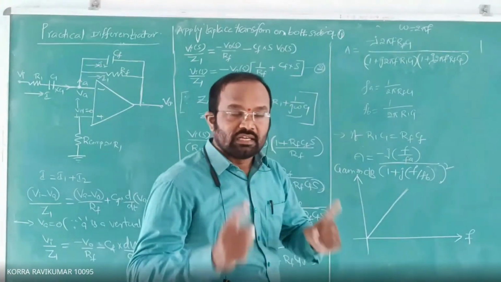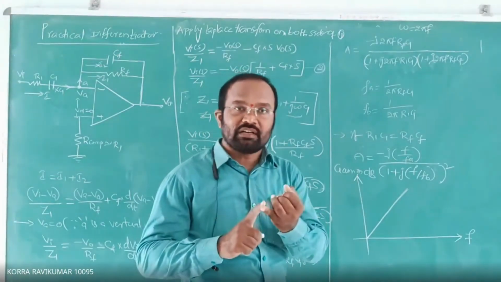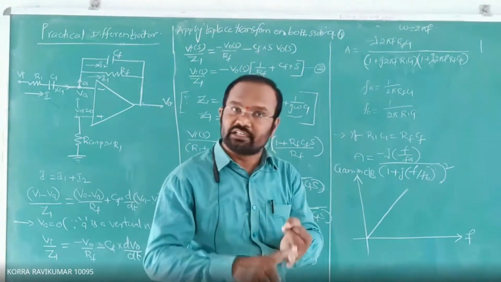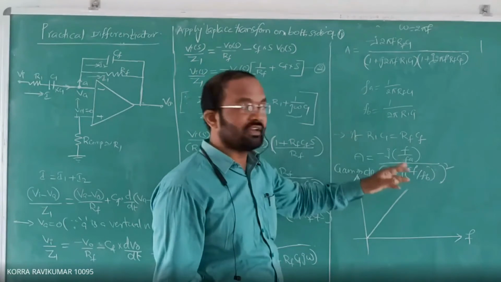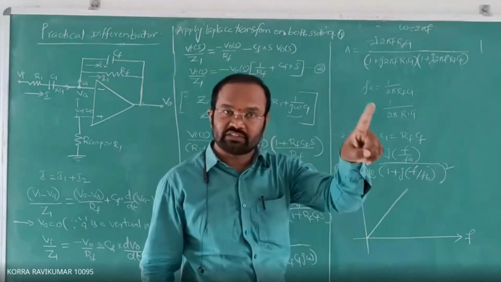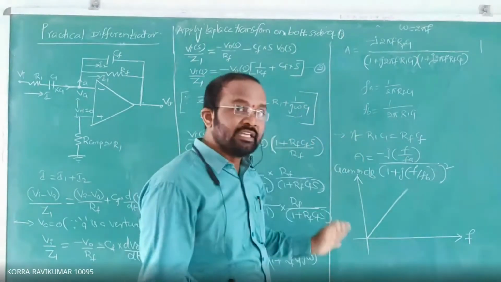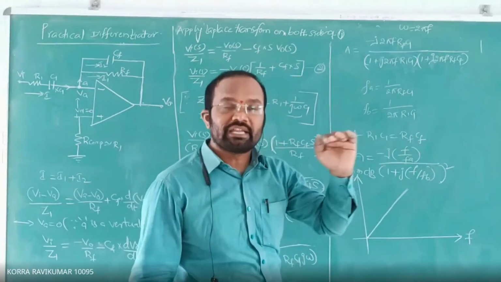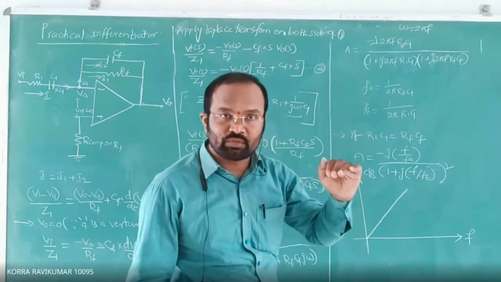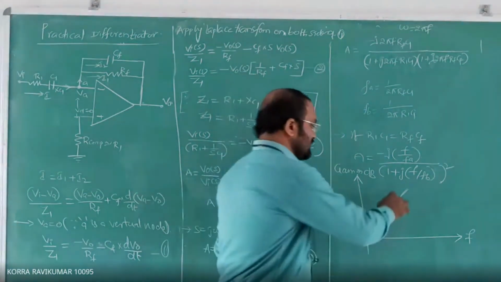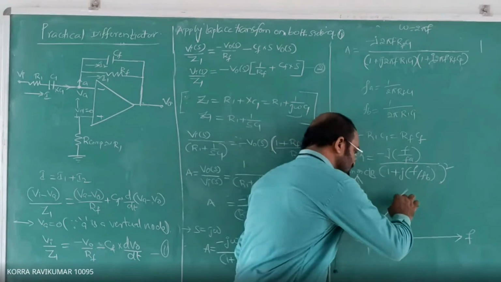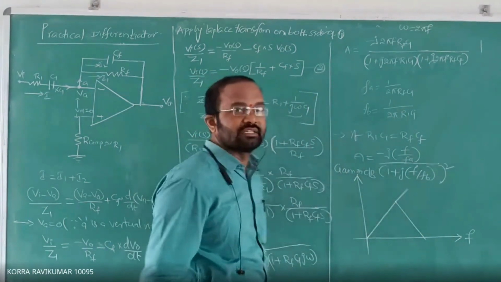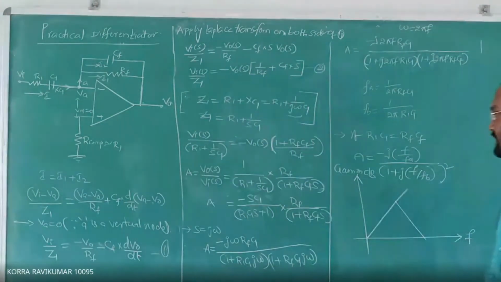But if R1 C1 is not equal to RF CF, in that case initially gain increases along with the frequency, but from a particular point, the gain goes on decreasing gradually. The gain goes on decreasing gradually. All of you be clear.